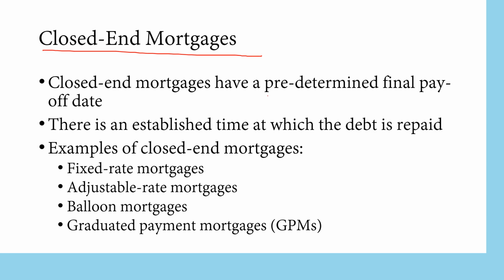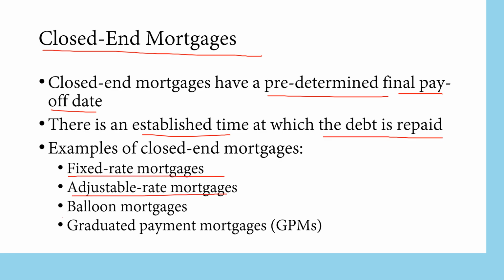Closed-end mortgages have a predetermined final payoff date. That means there's an established time at which the debt is repaid. And examples of closed-end mortgages include fixed-rate mortgages, adjustable-rate mortgages, balloon mortgages, and graduated payment mortgages, or GPMs.